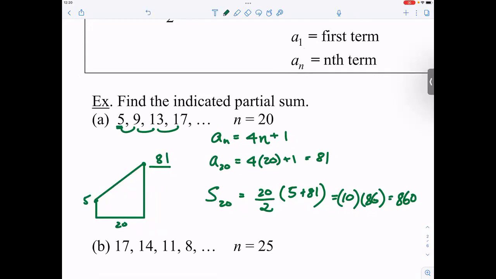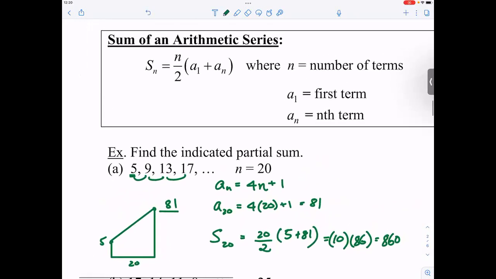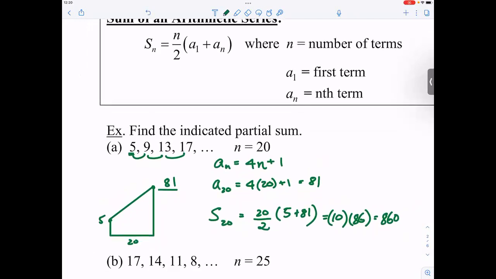All right, so I would really hope that you can visualize the trapezoid. If not, just go ahead, use the formula up there, plug it in, you're good. Okay, questions? Good. Okay, so next one.